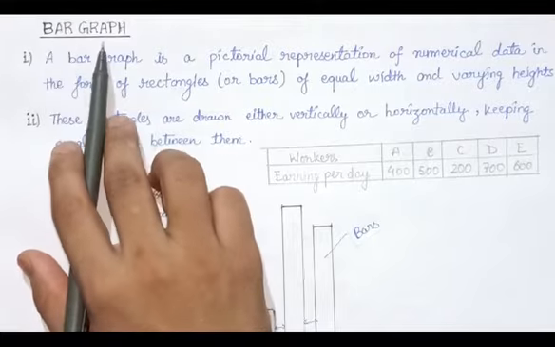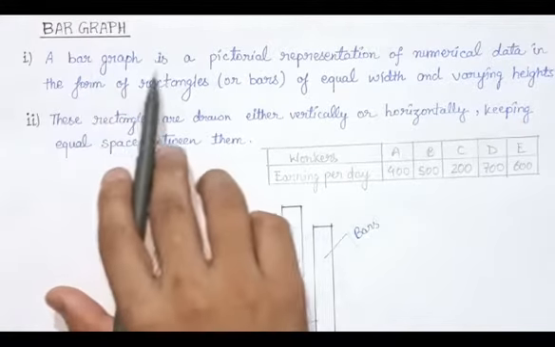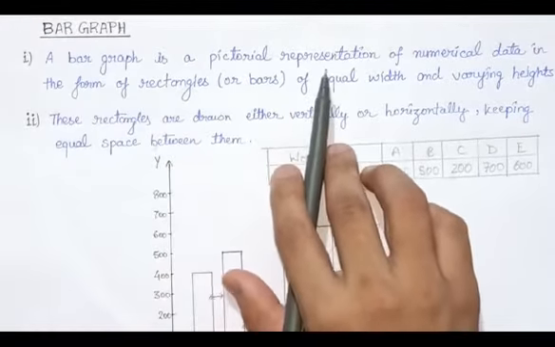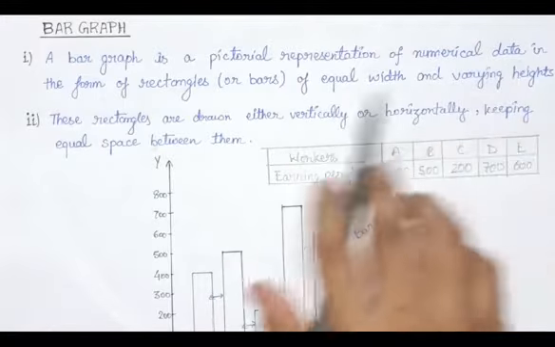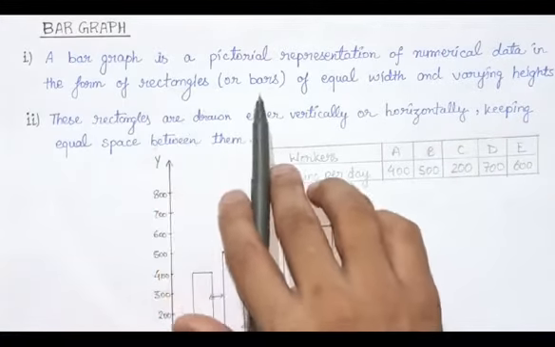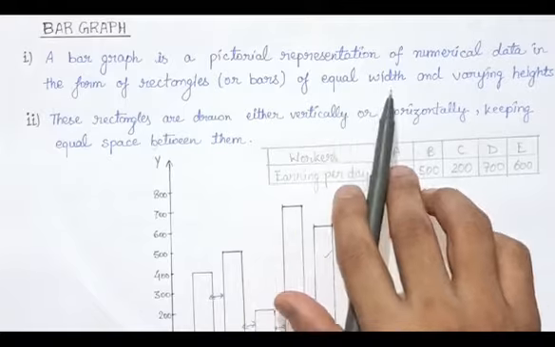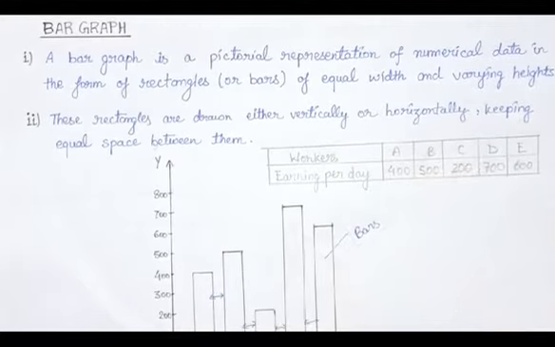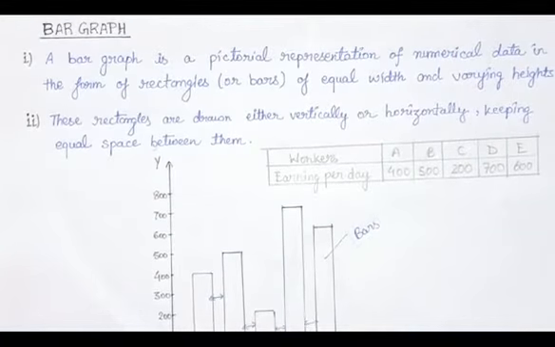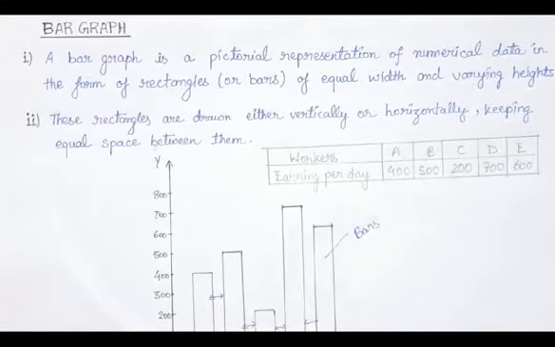So students, what is a bar graph? A bar graph is a pictorial representation of numerical data in the form of rectangles or bars of equal width and varying heights. It means whenever we have a numerical data and we represent this numerical data in the form of rectangles of equal width and changing heights, then such a pictorial representation is known as a bar graph.